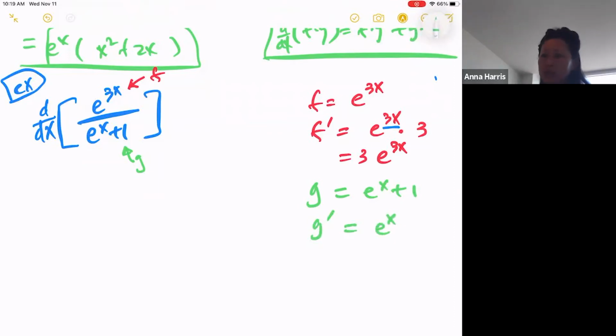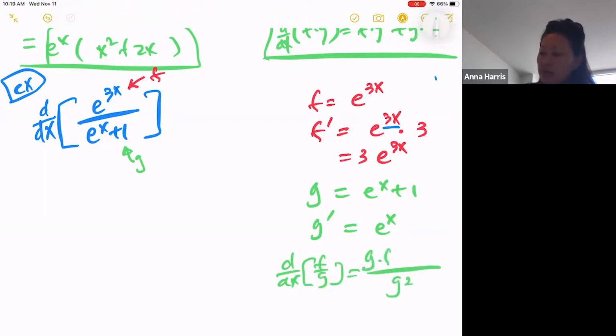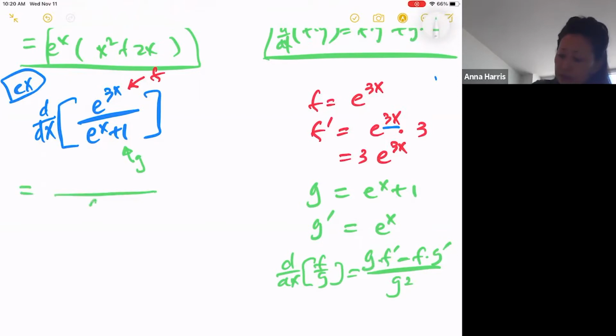Okay. Now, what's the derivative of a quotient function? It's g times f prime minus f times g prime, all over g squared. So we're going to just apply that. So that is equal to g times f prime minus f times g prime, over g squared.